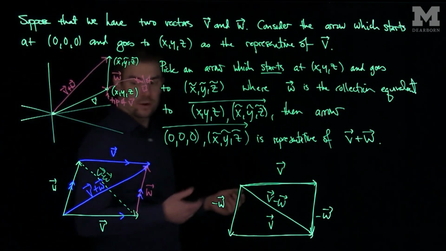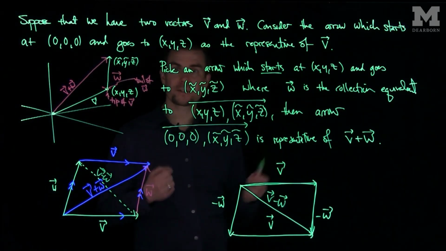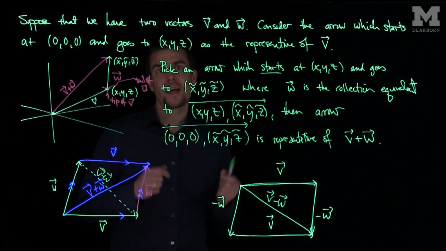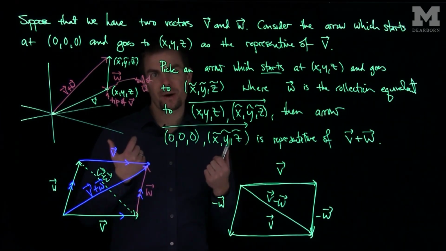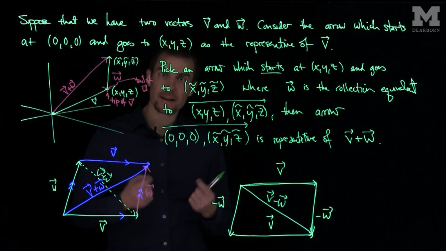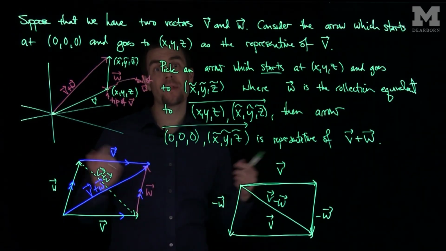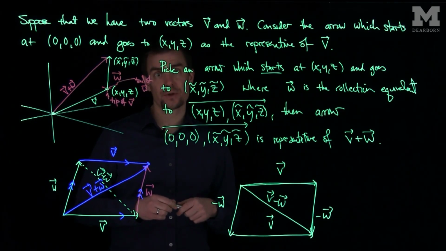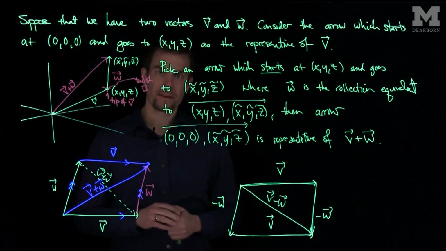And what we're able to do now is represent vector addition and vector subtraction as the diagonals of a parallelogram whose sides correspond to the sides of length v and w and the corresponding directions associated to the direction cosines. Thank you very much.